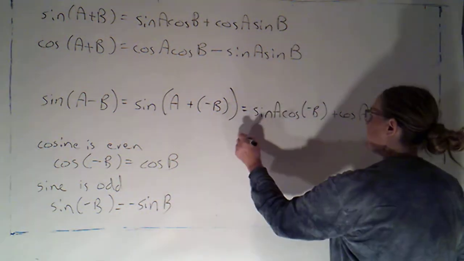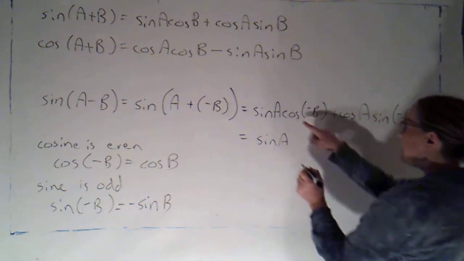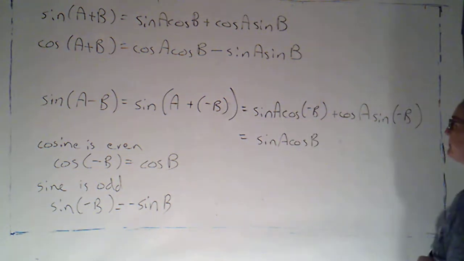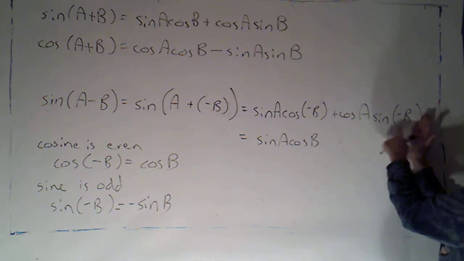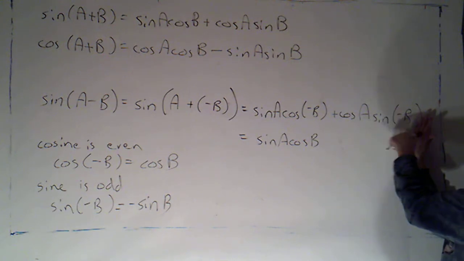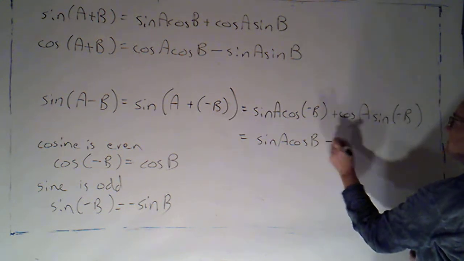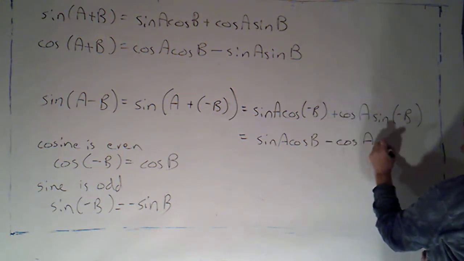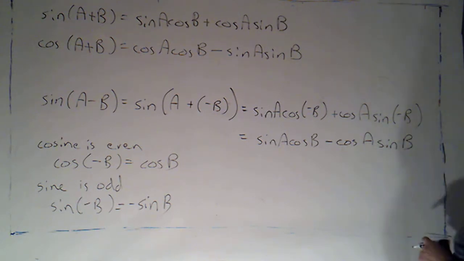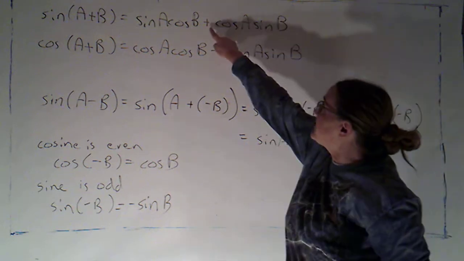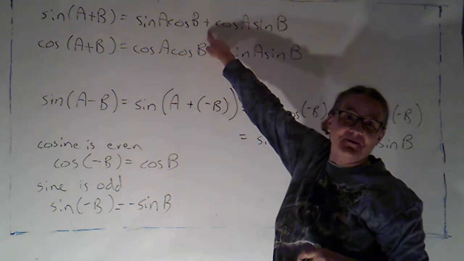So I can say this is just sine a. Cosine of the opposite of b is just the same as cosine of b. Now here, this is going to become the opposite of sine b, so I'm going to introduce a negative sign in the front. I'm just going to bump that to the very front of the term, and it becomes minus cosine a times sine b. So notice, all that really happened is just the sign in between the two terms changed.